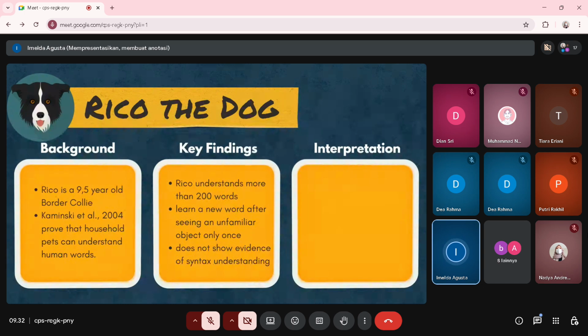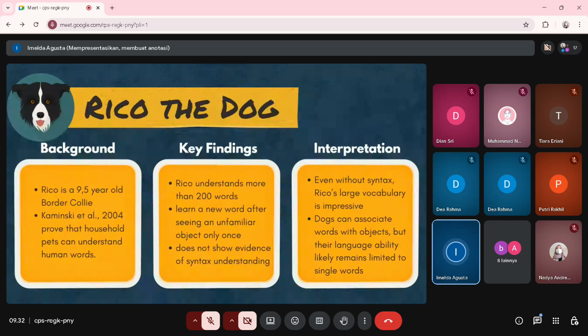So even though the vocabulary is amazing, Rico doesn't understand syntax, which means he can't really understand sentence structure or combine words into more complex meanings. So he just understands the vocabulary, the meaning of each word, but not the structure, not how to talk. Just interpretation. So from this, we can see that dogs like Rico are good at linking words to objects, and their vocabulary can be pretty big compared to other animals.